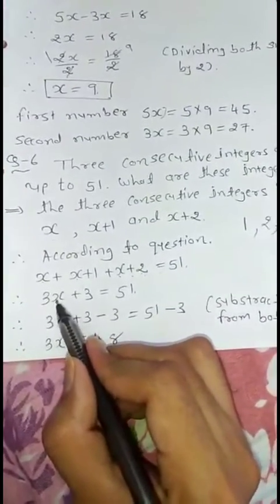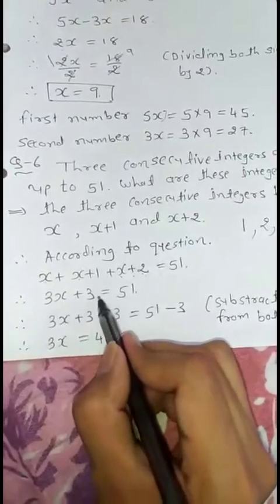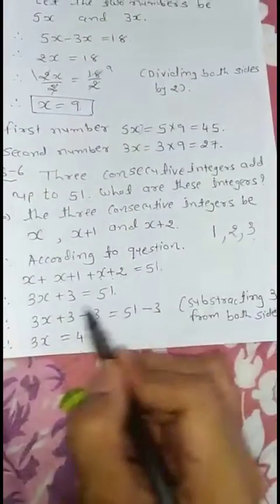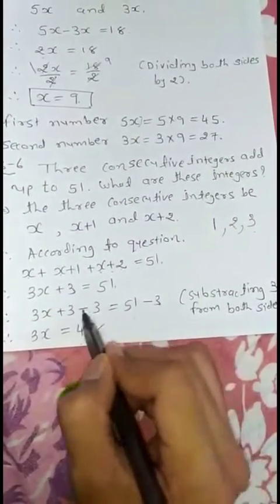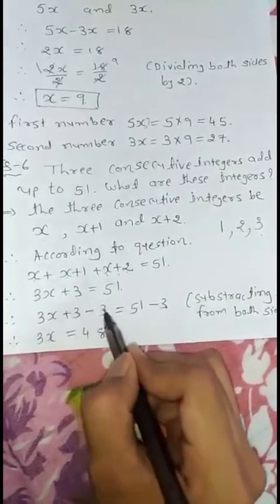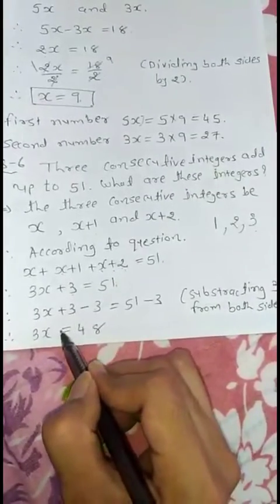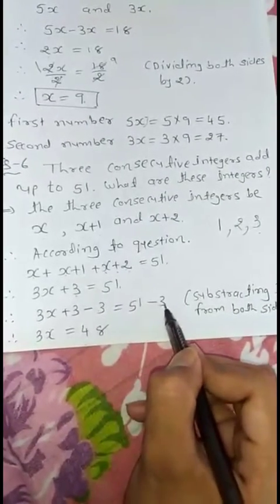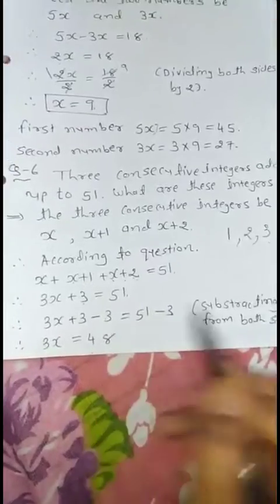After that, subtract 3 from both sides. Subtract 3 from both sides. So 3 minus 3 is 0, and 51 minus 3 gives 48.